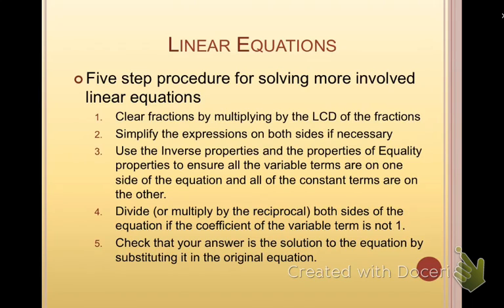Then in step 4, we want to divide usually, or multiply by the reciprocal, of both sides of the equation if the coefficient of the variable term is not 1. If the coefficient of the variable term ends up being 1, we get to skip step 4. So for example, if we had 5x, we would want to divide both sides by 5. If it was just 1x or x, we would get to skip step 4. And then in step 5, we're always going to make sure that we check our answer.